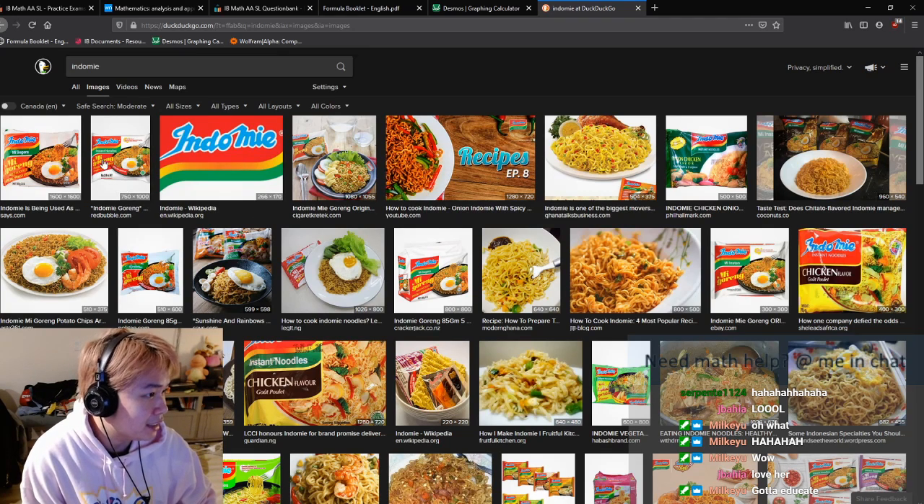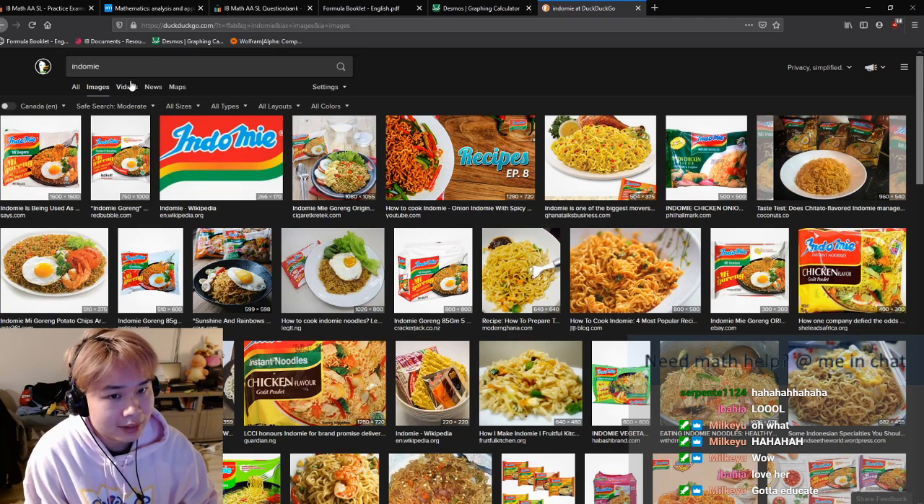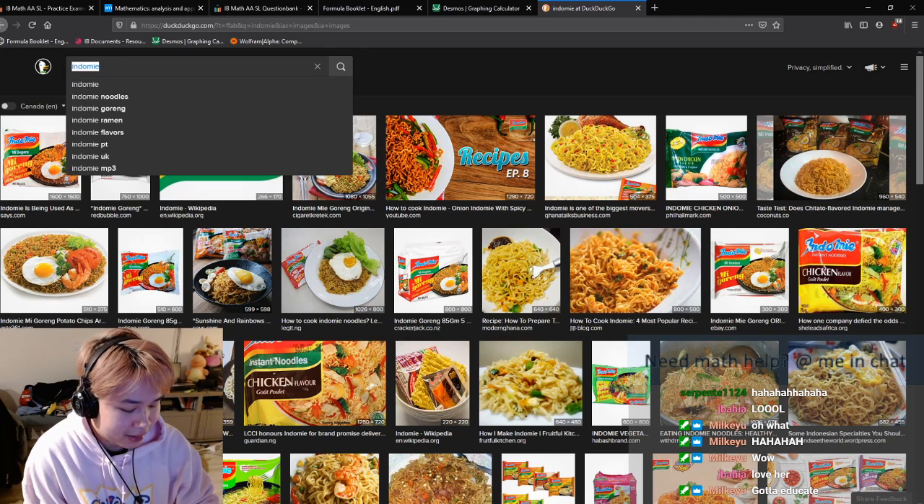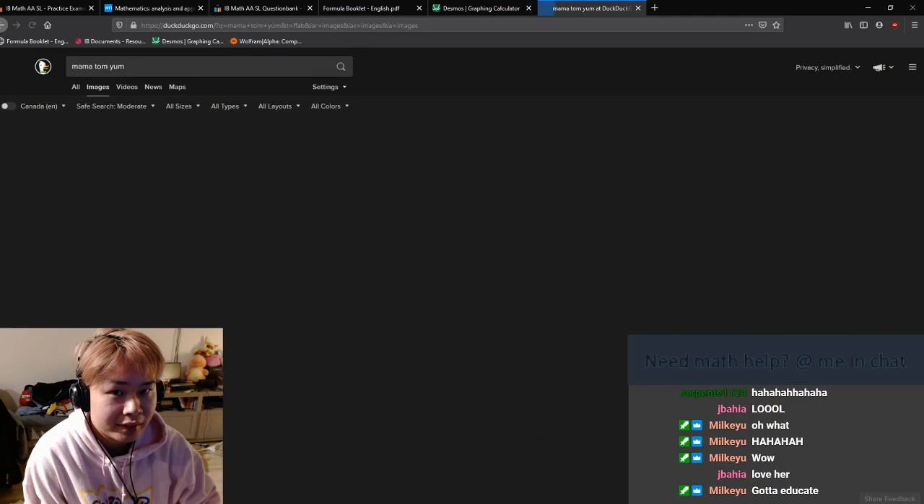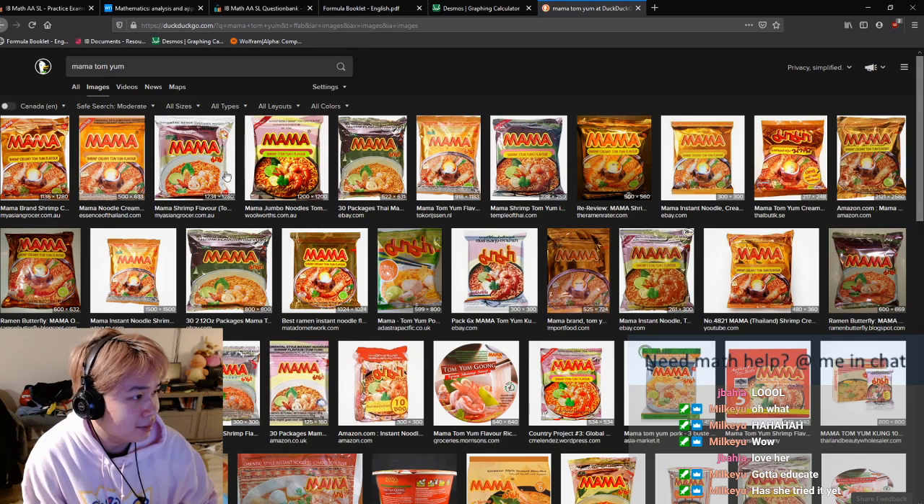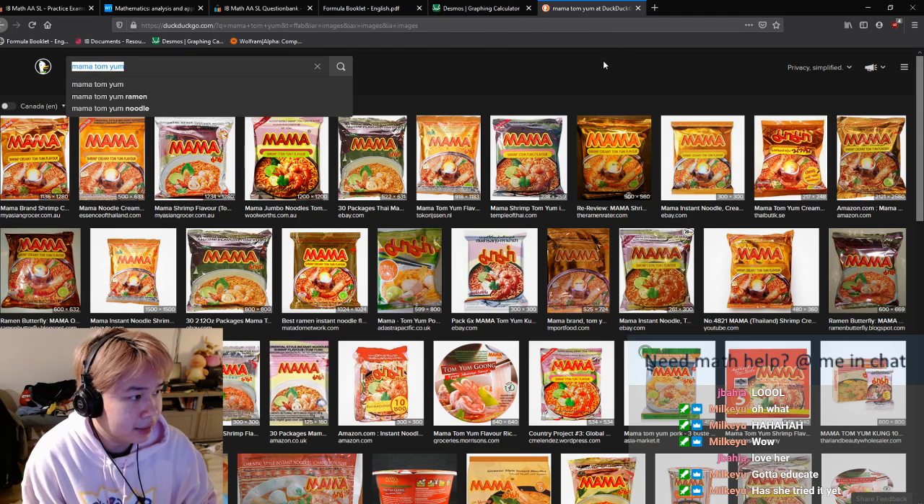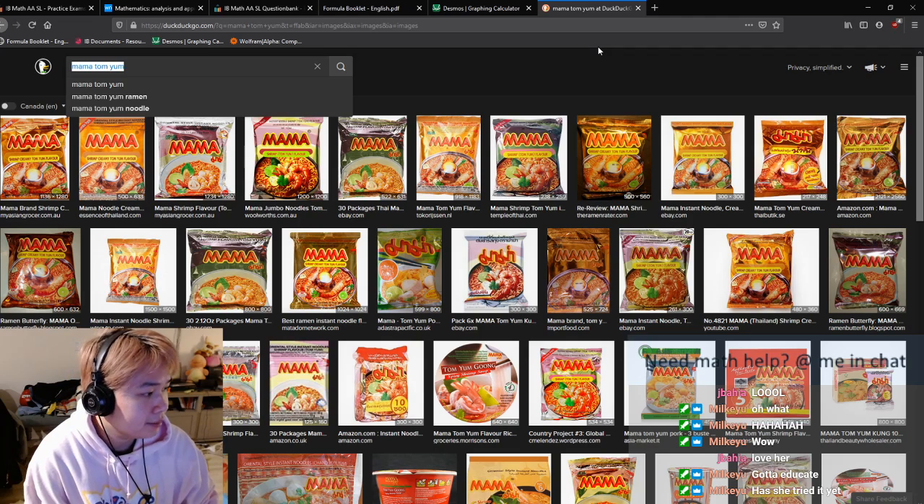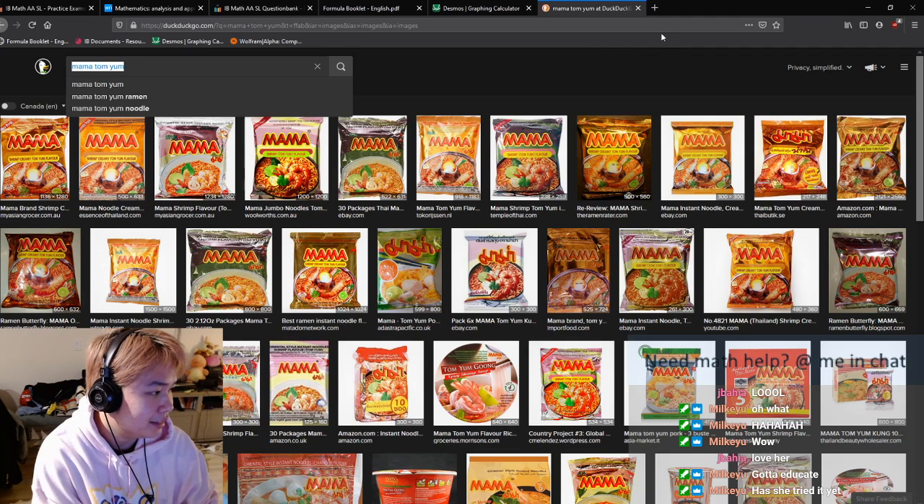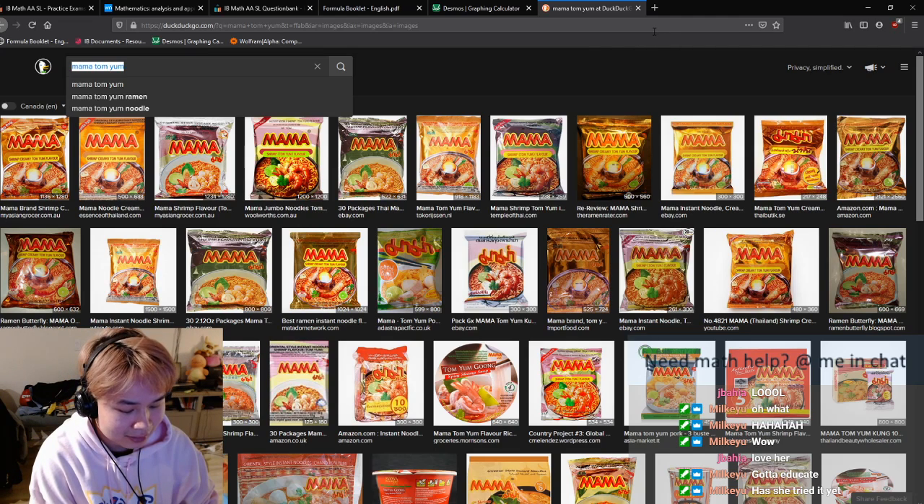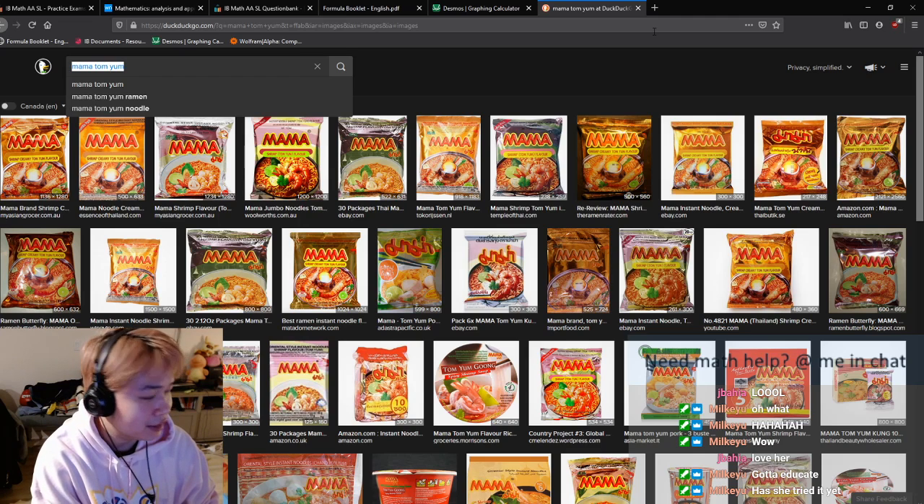It's like the most famous instant noodle in Southeast Asia. I got her Mama Tom Yum. This is really good, the silver packet. And then I also got her the really expensive Laksa one. That's like $5 a pack. I don't know if she has tried it yet. I don't think she's messaged me. She has not messaged me about it.